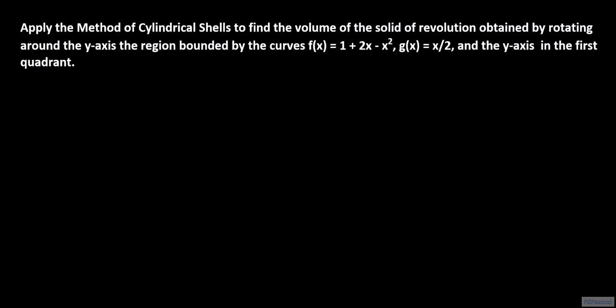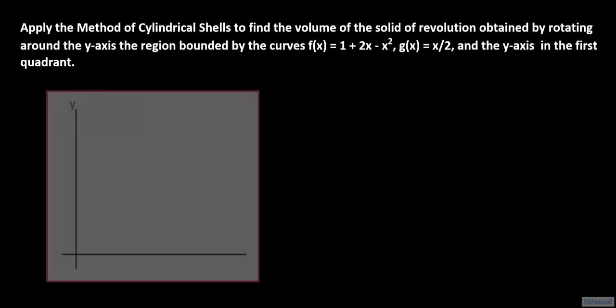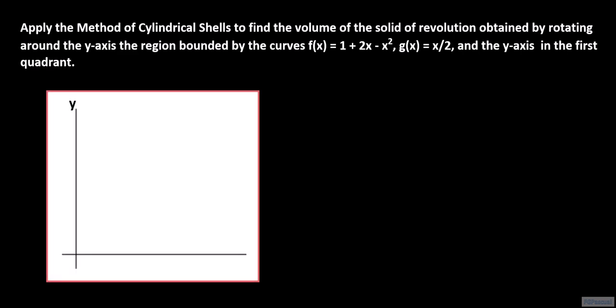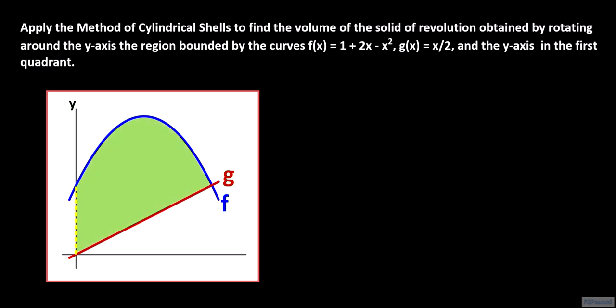In this exercise, we are going to apply the method of cylindrical shells to find the volume of the solid of revolution that we obtain by rotating around the y-axis the region that is bounded by the curves f of x equals 1 plus 2x minus x squared, g of x equals x over 2, and the y-axis in the first quadrant. Let us call the region that generates the solid of revolution region R.